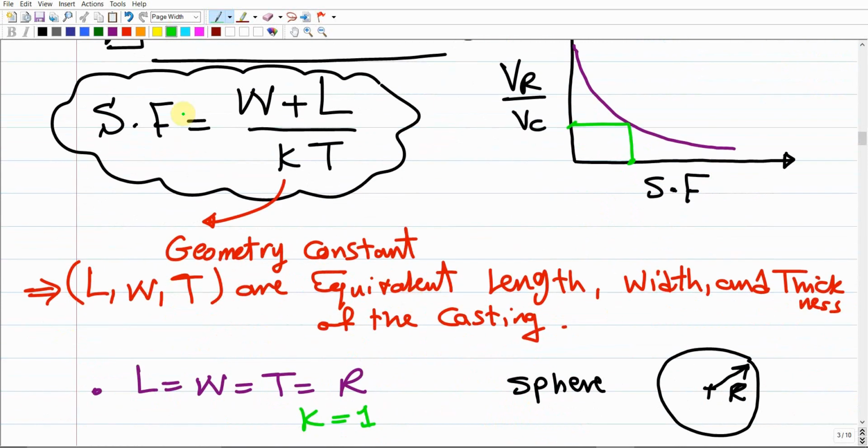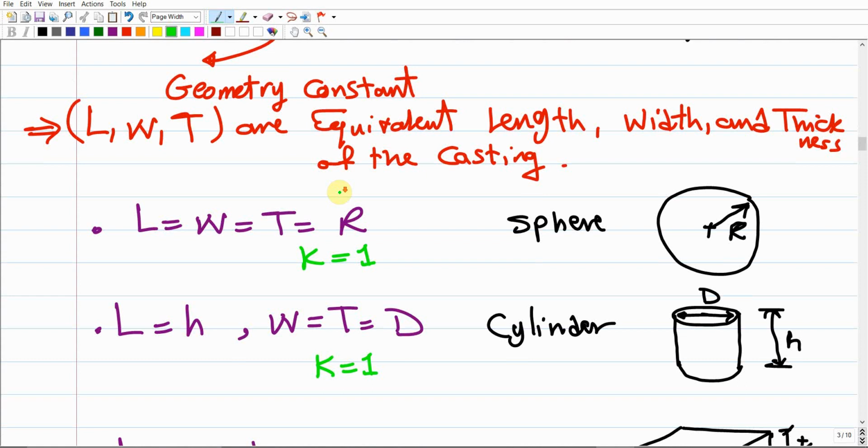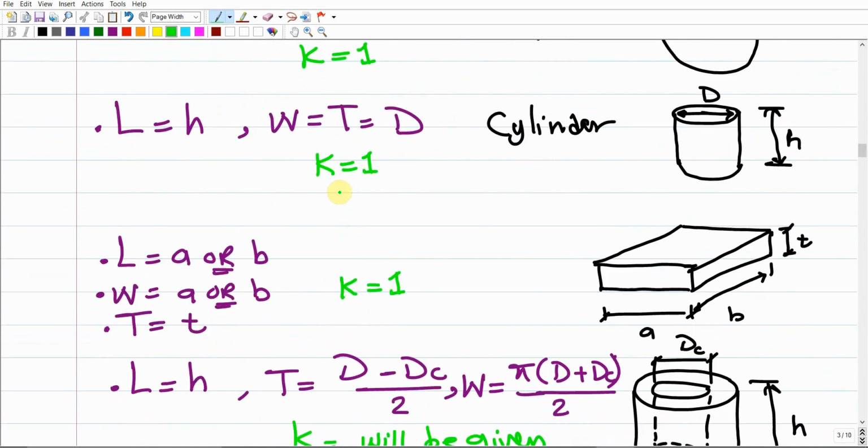But here let us discuss how we can calculate W, L, and T, the geometrical parameters. In case that we do have a sphere, for example, we can understand what L, W, and T mean, the length, width, and thickness. In case that we do have a cuboid casting, all of these are different shapes of the casting. In case that we do have a cuboid casting with a length A, B, and T, these two side dimensions in addition to the thickness T.